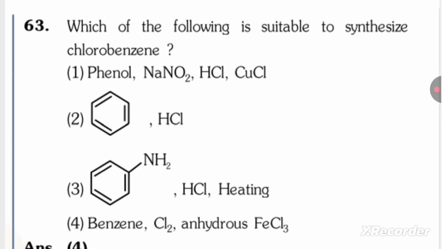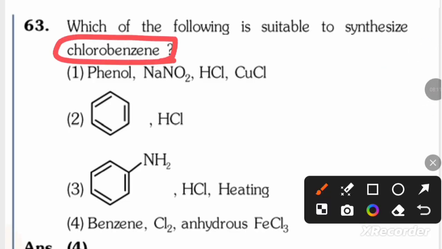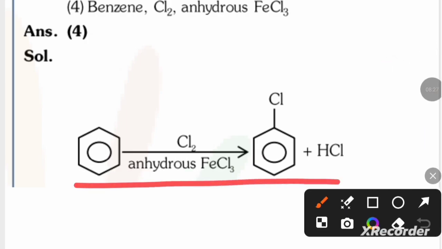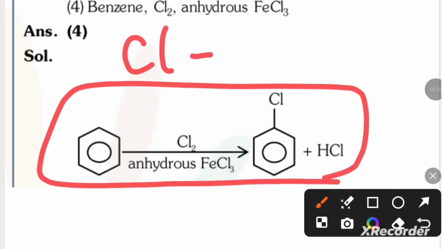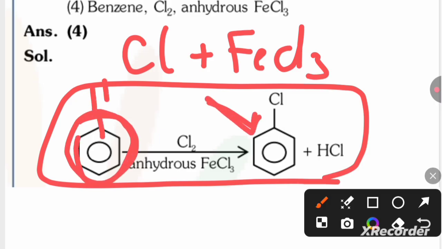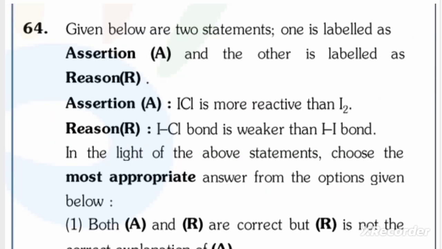In the next question, which of the following is a suitable method for the synthesis of chlorobenzene? Chlorobenzene can be prepared commercially by treating benzene with chlorine in the presence of FeCl3. This is one of the commercial methods to prepare chlorobenzene, because chlorine reacting with the catalyst FeCl3 is going to form an electrophile. That electrophile attacks the benzene ring to produce chlorobenzene by replacing one of the hydrogen atoms. So the electrophile reacts with benzene to form chlorobenzene, and it is one of the best commercial methods to produce chlorobenzene.